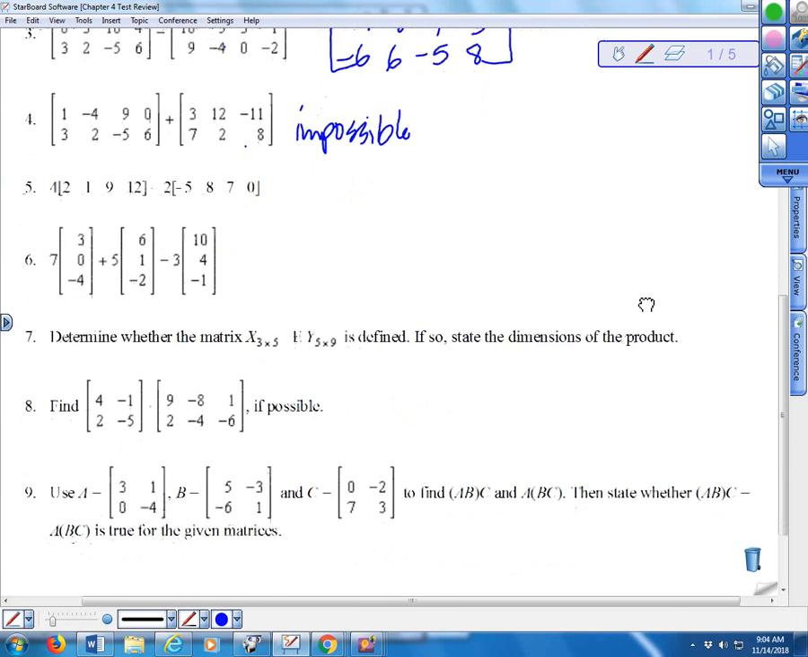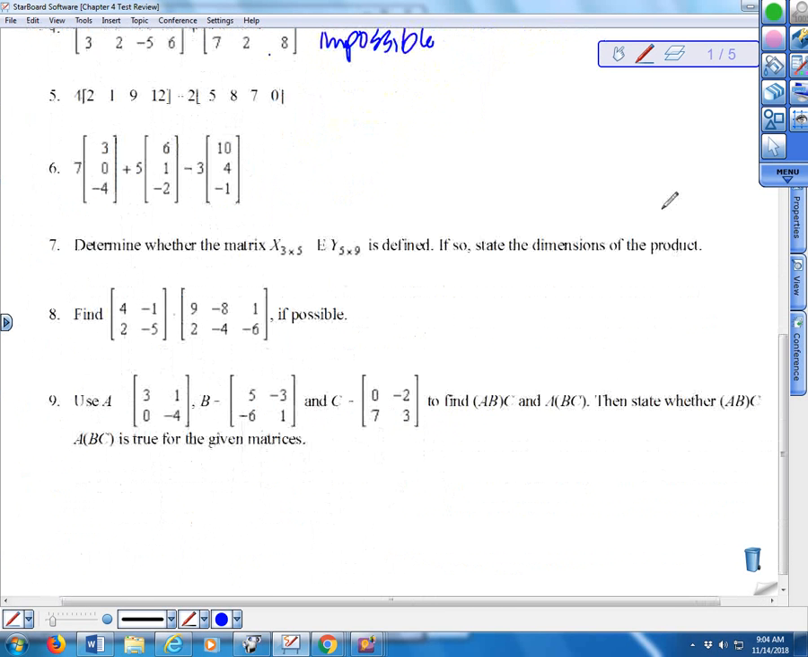Next, I've got scalars. So first thing I'm going to do is go ahead and multiply through. So 4 times 2 is 8. 4 times 1 is 4. 4 times 9 is 36. And 4 times 12 is 48. And 2 times negative 5 is negative 10. 2 times 8 is 16. 2 times 7 is 14. And 2 times 0 is 0.